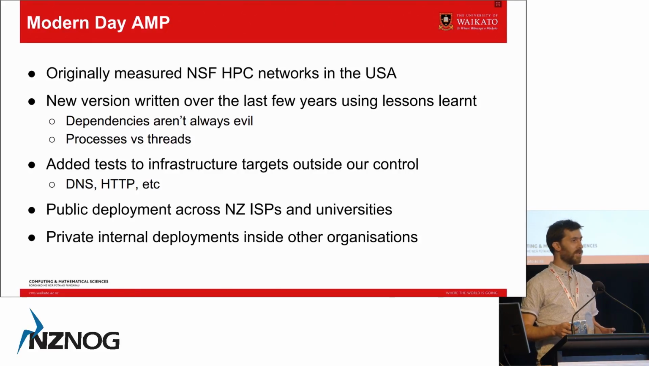So as well, that original AMP test was a mesh. They would all test to each other in a full mesh to get every single path measured. We've also added tests to other bits of infrastructure that are outside of our control. So we test to DNS servers, we test to web servers, we test to a few other sorts of things. But it's things that we don't necessarily control, so we can't necessarily do tests that are too clever. We have to pretend to be other protocols. We have to do a DNS query or whatever. We can't necessarily blast them with a whole lot of data and hope that they'll respond to us with whatever measurements we want.